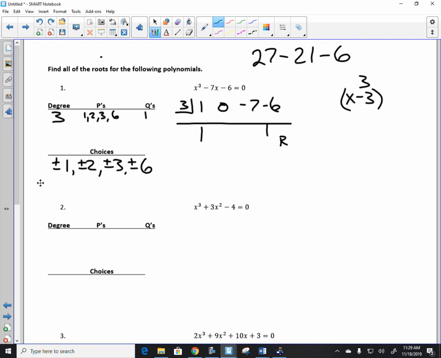Drop the 1, I get 1. Multiply, 3. Add, 3. Multiply, 9. Add, 2. Multiply, 6. Add, 0. So we started out by saying that it factors, but we don't know how. Well, now we know how it factors: x minus 3 times x squared plus 3x plus 2. That's how it factors.